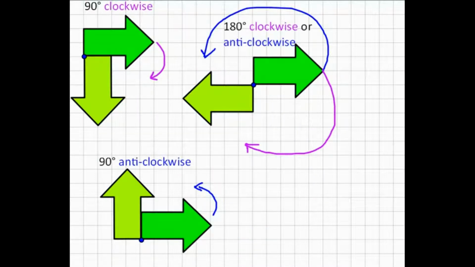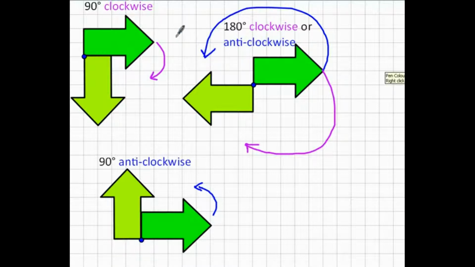Here we've got some shapes that have been rotated 90 degrees clockwise, 90 degrees anti-clockwise and 180 degrees. So in the first one, this has been rotated 90 degrees clockwise. This arrow has been rotated 90 degrees anti-clockwise. And here this arrow has been rotated 180 degrees. You can either look at it as being rotated 180 clockwise or 180 anti-clockwise, but you'll get the same image after a rotation of 180 degrees, whether you go clockwise or anti-clockwise.